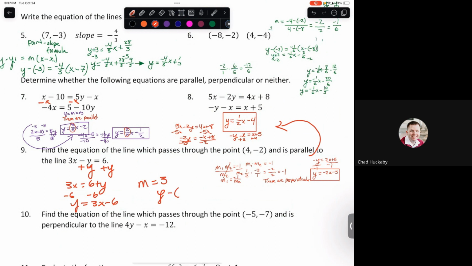So y minus y1, which is -2, is equal to m, which is 3, times x minus x1, which is 4. So we have y plus 2 is equal to 3x minus 12. Subtract 2 from both sides, and you get y is equal to 3x minus 14. And that would be your final answer.